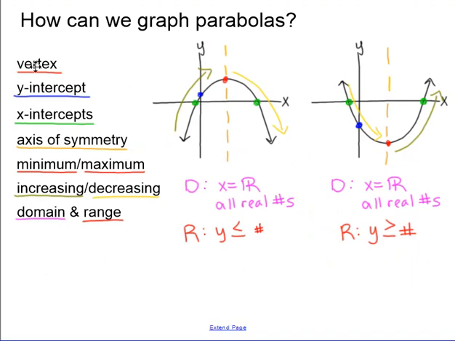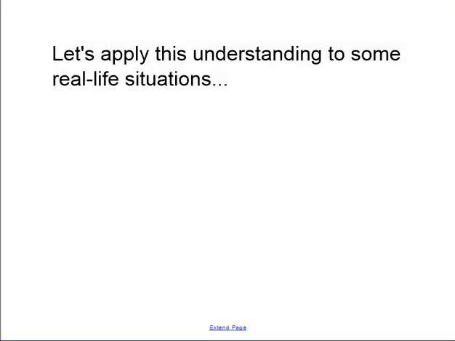And then here you can see that all of these intercepts and axis of symmetry and the minimum, maximum, increasing, decreasing can also be found by looking at the parabolas. And that's specifically what we're going to be talking about in this video. So we're going to be talking about the maximum when the vertex is at the top and the parabola opens down, the minimum when the vertex is at the bottom, the parabola opens up. We're also going to be talking about the x-intercepts, where the graph crosses the x-axis. So let's apply this understanding to some real-life situations.